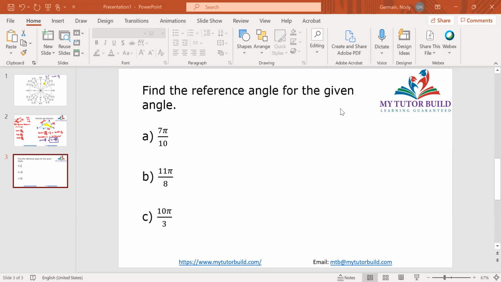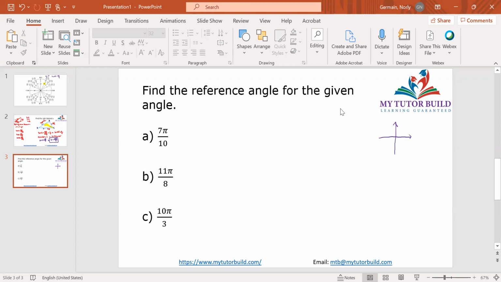Usually you're looking for the reference angle associated with the acute angle with the x-axis, not the y-axis. So let's see, first of all, what 7 pi over 10 is. The first thing you need to verify is where 7 pi over 10 falls. Is it located in the first quadrant, the second quadrant, or the third quadrant?